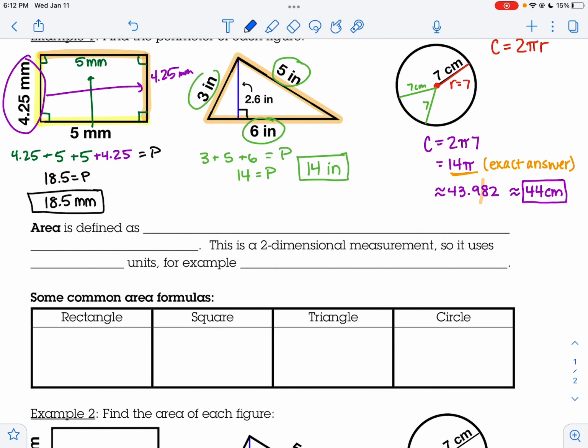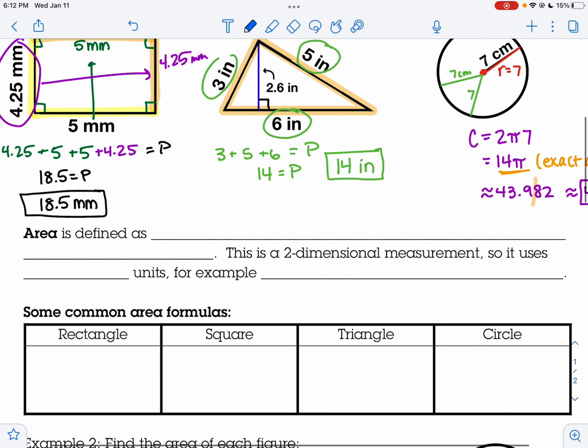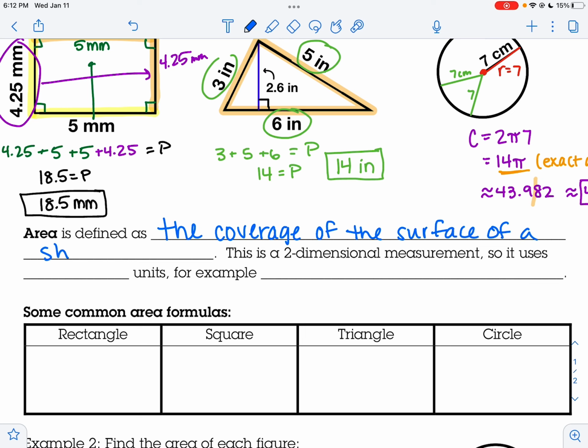So area is defined as the coverage of the surface of a shape. So instead of just the outside, like if we were imagining your yard, the perimeter would be like if you put a fence up. That fence goes around the edge of your yard. The area, that's more like the grass over your lawn. Like that's covering the entire surface of your lawn. Well, maybe, depending on what your yard looks like.